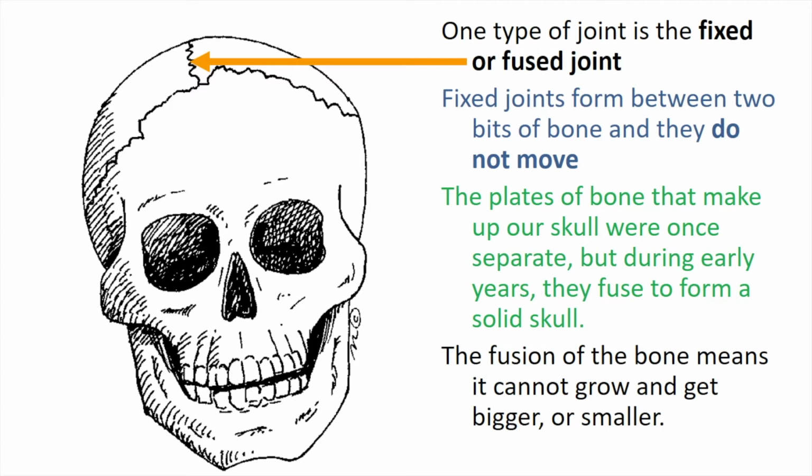The plates of bone that make up our skull were once separate. So if you look at a newborn baby, for those of you that may have a very young sibling at home, their heads, and I'm not saying you should go and squish their heads, but their skulls are a bit soft, and that is because all the plates of the skull aren't quite meeting together. But as a baby grows, as a child grows, the plates of the bones fuse together to form a solid skull. The fusion of the bone means it cannot grow and get bigger or smaller.